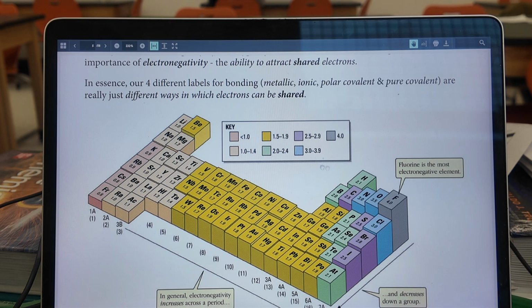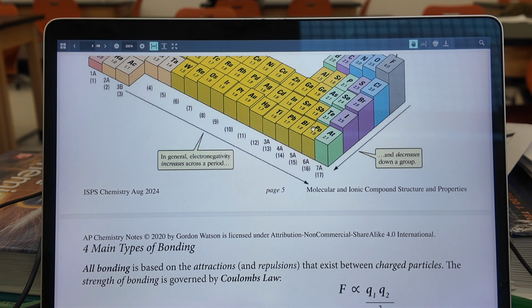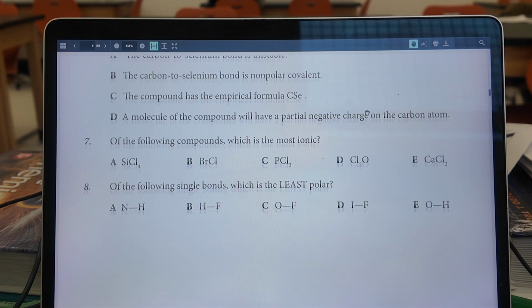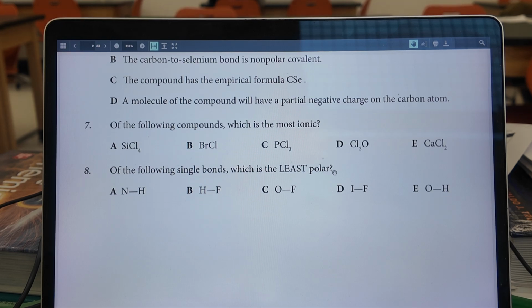Anyways, hydrogen here is 2.1, right? And the examples were NH, which is a difference of about 1, and HF, which is a difference of about 2. So automatically, is it asking for the most or the least? Let me see really quickly. Least polar. So you want the numbers to be as close as possible, actually.